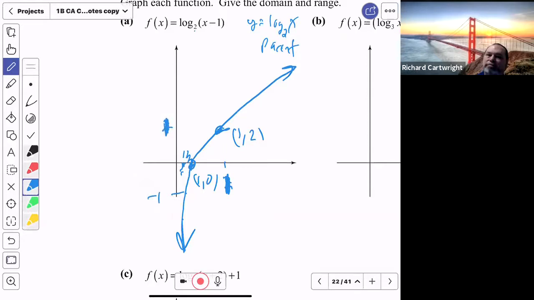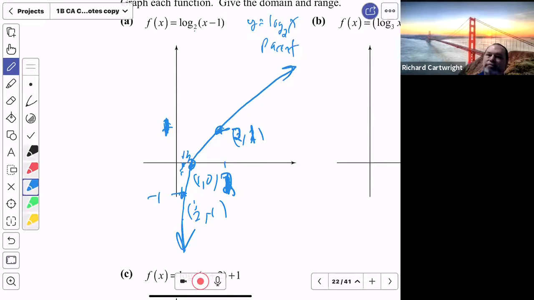Let's see. What points was I doing? A was a 2. It was 2 to the 1. Yeah, okay. There it is. There's 1/2 to the -1. Those are my 3 points. Why am I spending time labeling those points? Because I want to see what's going to happen here.